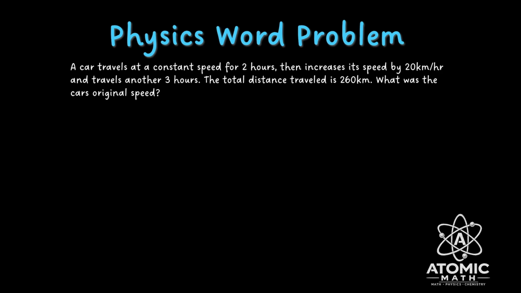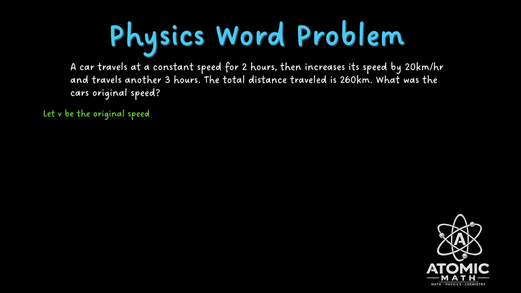Now, just like with the math, this type of physics question confuses students because they feel like they don't have enough information or they just don't even know where to begin. So we're going to do the exact same thing. We're going to write down what we want and what we know. So first of all, we're trying to find this original speed. So let's let v be the original speed.